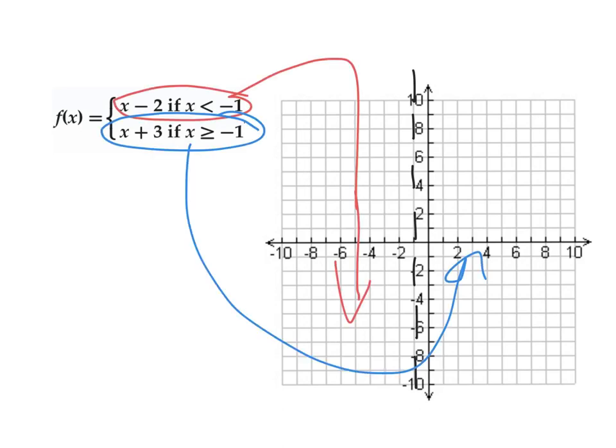So I use the top rule on the left side of the line x equals negative 1 because it's less than negative 1. And all these values for x are less than negative 1. So that's why I use this rule over here. On this side, all these values are greater than negative 1. So I use this rule on this side of the line, x equals negative 1.